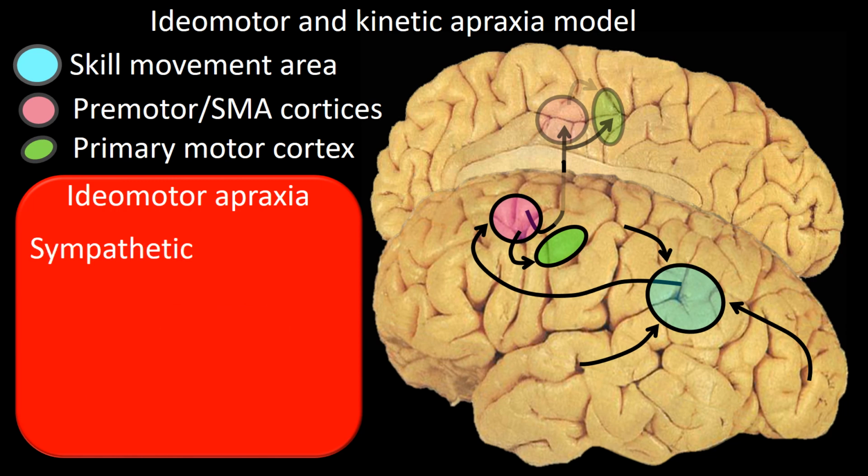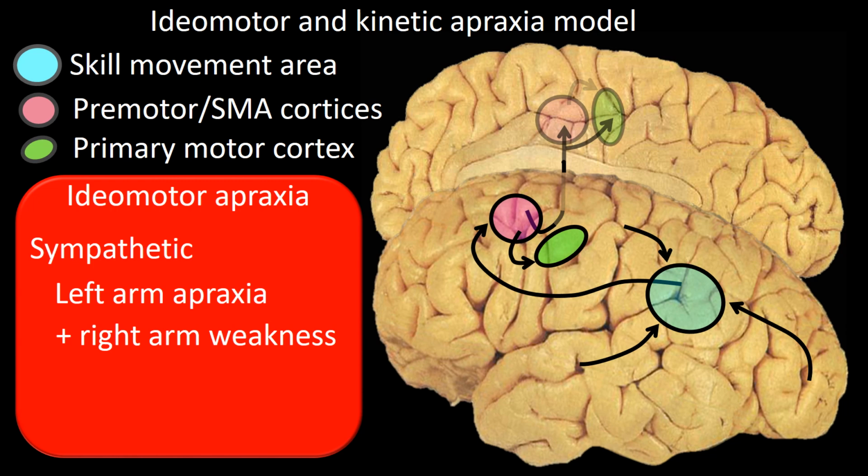Ideomotor sympathetic apraxia implies apraxia of the left arm occurring in conjunction with right arm weakness. The presence of right arm weakness by definition excludes the use of the term apraxia for the right arm. The term sympathetic is used to imply that the left arm, despite no weakness, in sympathy or solidarity to the weak right arm, does not work. This type of ideomotor apraxia is often accompanied by Broca's aphasia. The lesion involves the premotor cortex, supplementary motor area, and the primary motor cortex in these patients.